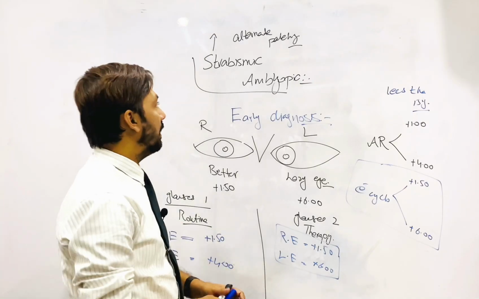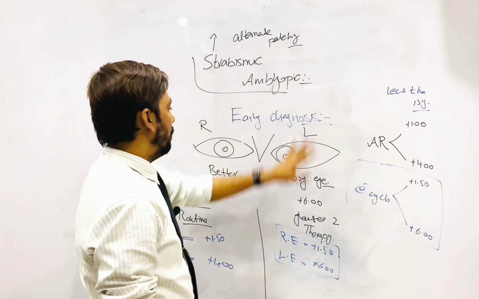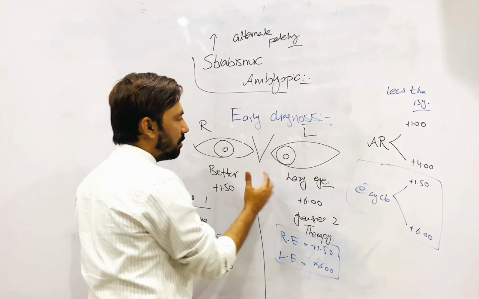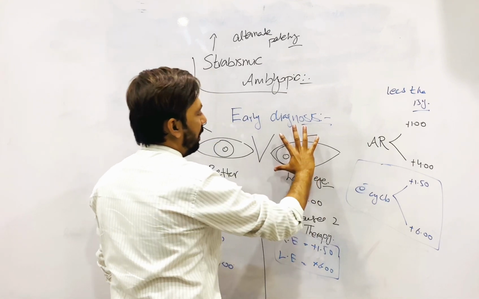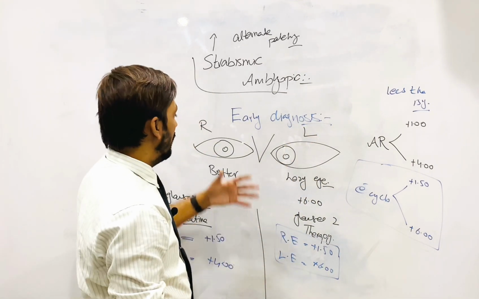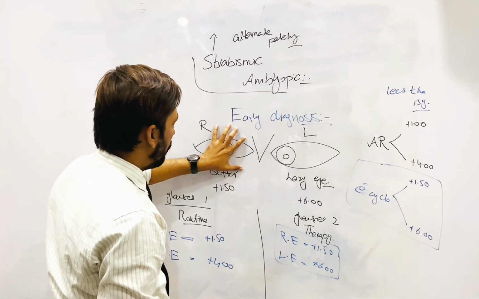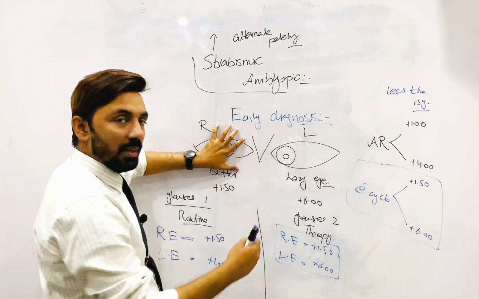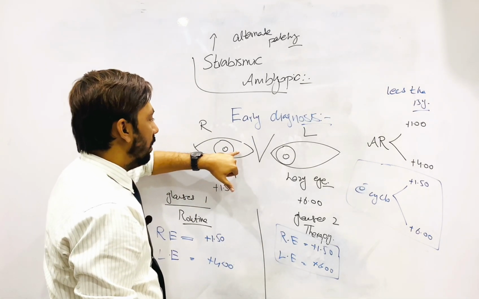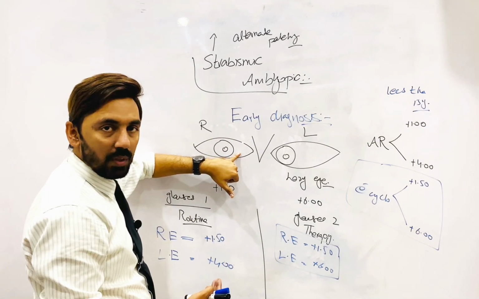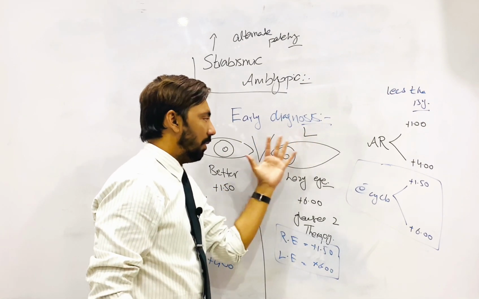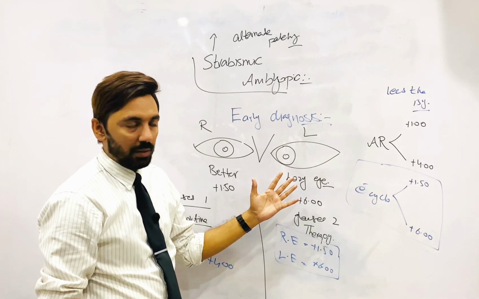As I have told you, we will perform alternate patching. For a few hours we will patch the better eye, and for a few hours we will patch the lazy eye, right, to prevent reverse amblyopia. If we permanently occlude this eye, suppose for 4 years, for 6 years, then this eye can also get amblyopia. So to prevent amblyopia in the better eye, we will prescribe alternate patching here, right?